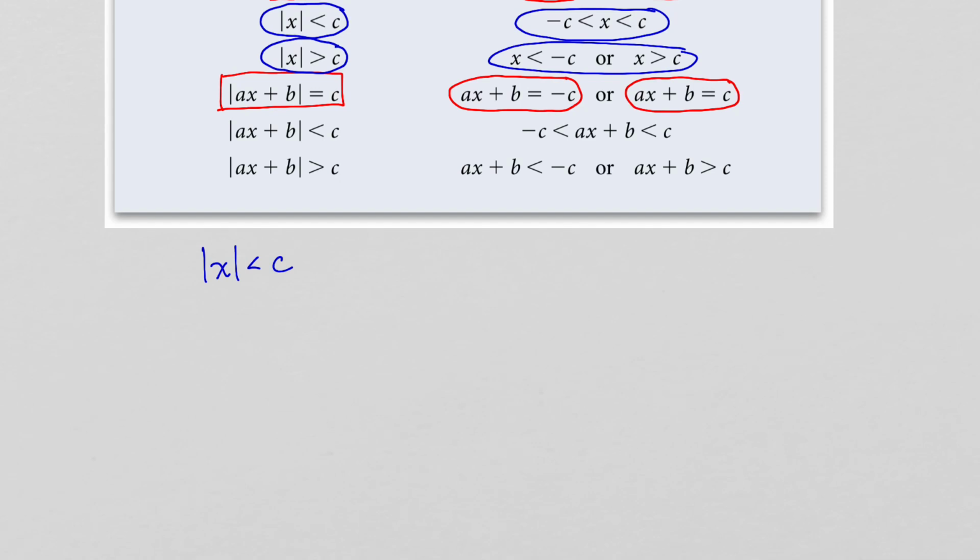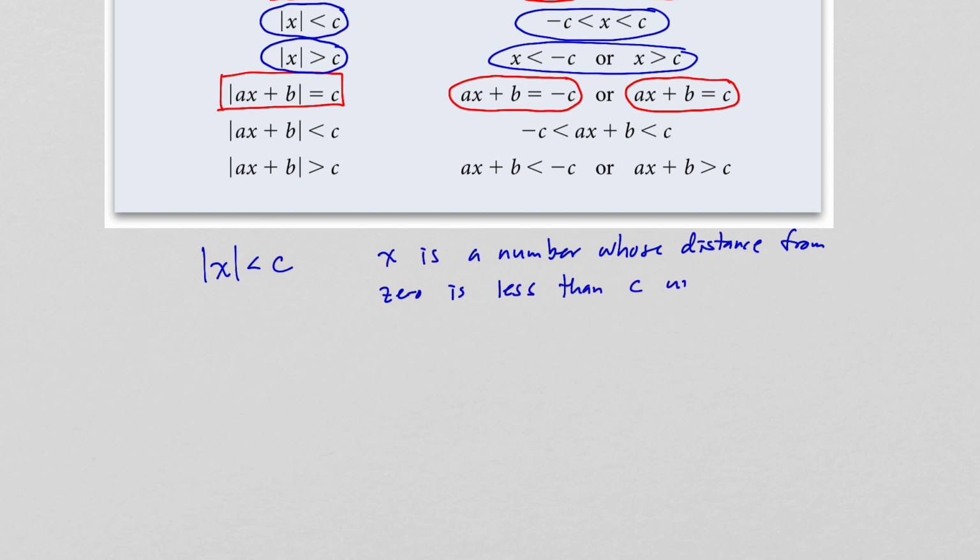So first, let's just talk about the absolute value of x is less than c. Remember, absolute value means distance. So if the absolute value of x is less than c, this means that x is a number whose distance from 0 is less than c units. Think about what that looks like on a number line. Here's 0. We know the number c is c units away from 0, and we know the number negative c is c units away from 0.